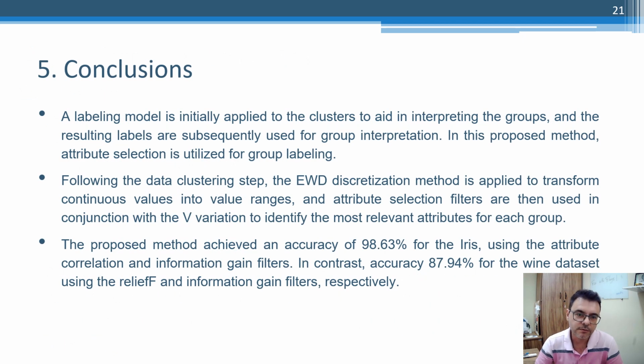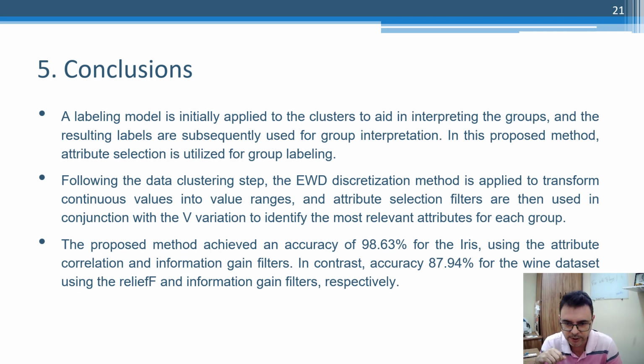As a conclusion, a labeling model is initially applied to the clusters to aid interpretation of the groups, and the resulting label is subsequently used for the group interpretation. In this proposed method, attribute selection is used for group labeling. Following the data clustering step, the ISDA discretization method is applied to transform the continuous values into value ranges, and the attribute selection filters are then used in conjunction with V variation to identify the most relevant attribute of each group.